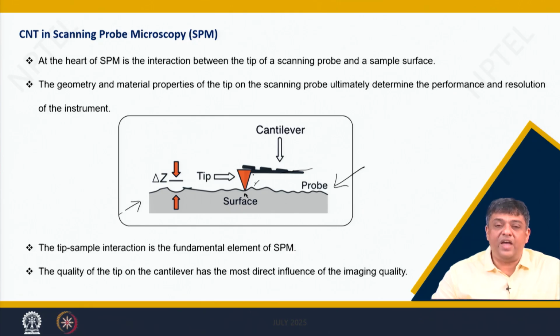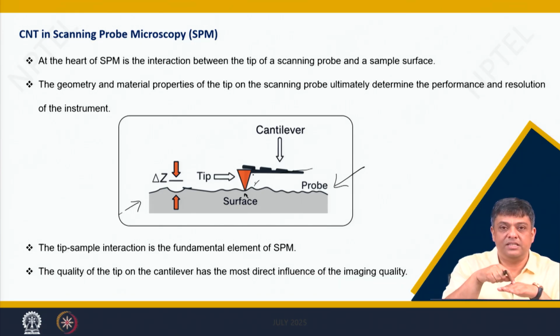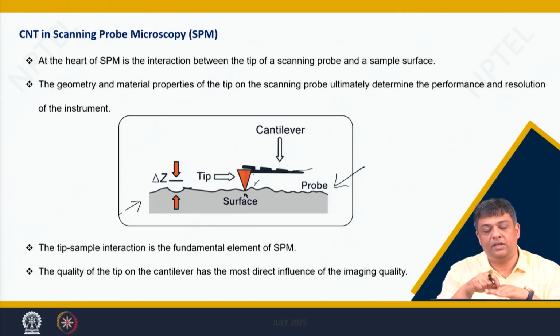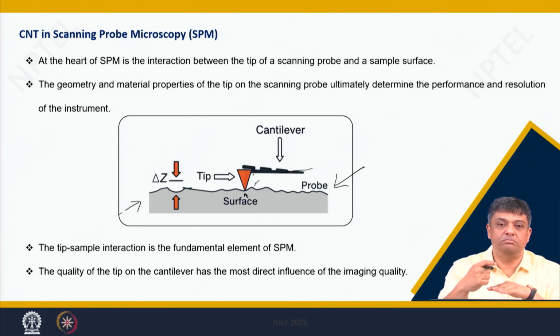So, this is where carbon nanotube comes into the picture. The question is, why should it be used? Now, you have a surface which needs to be scanned. So, you cannot use a very thick tip. Why? Because then it will not be able to measure these nano or angstrom level modulations.